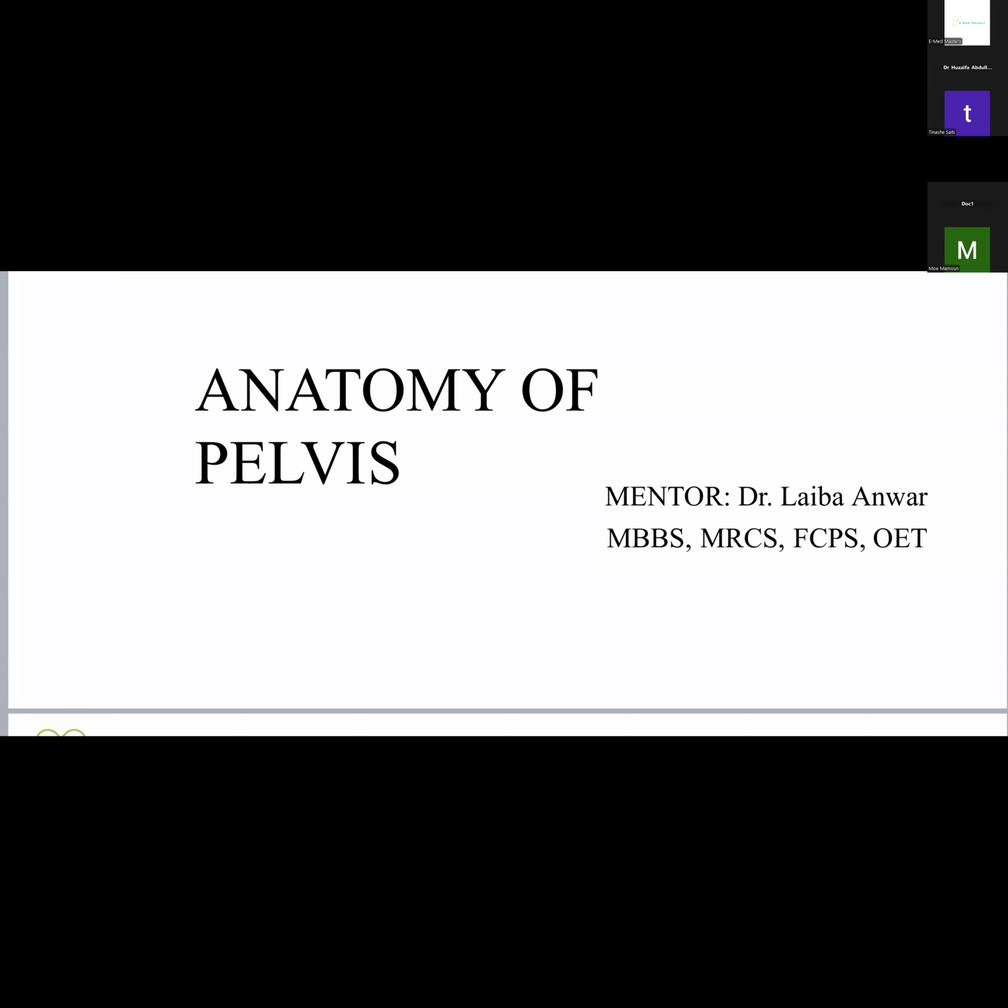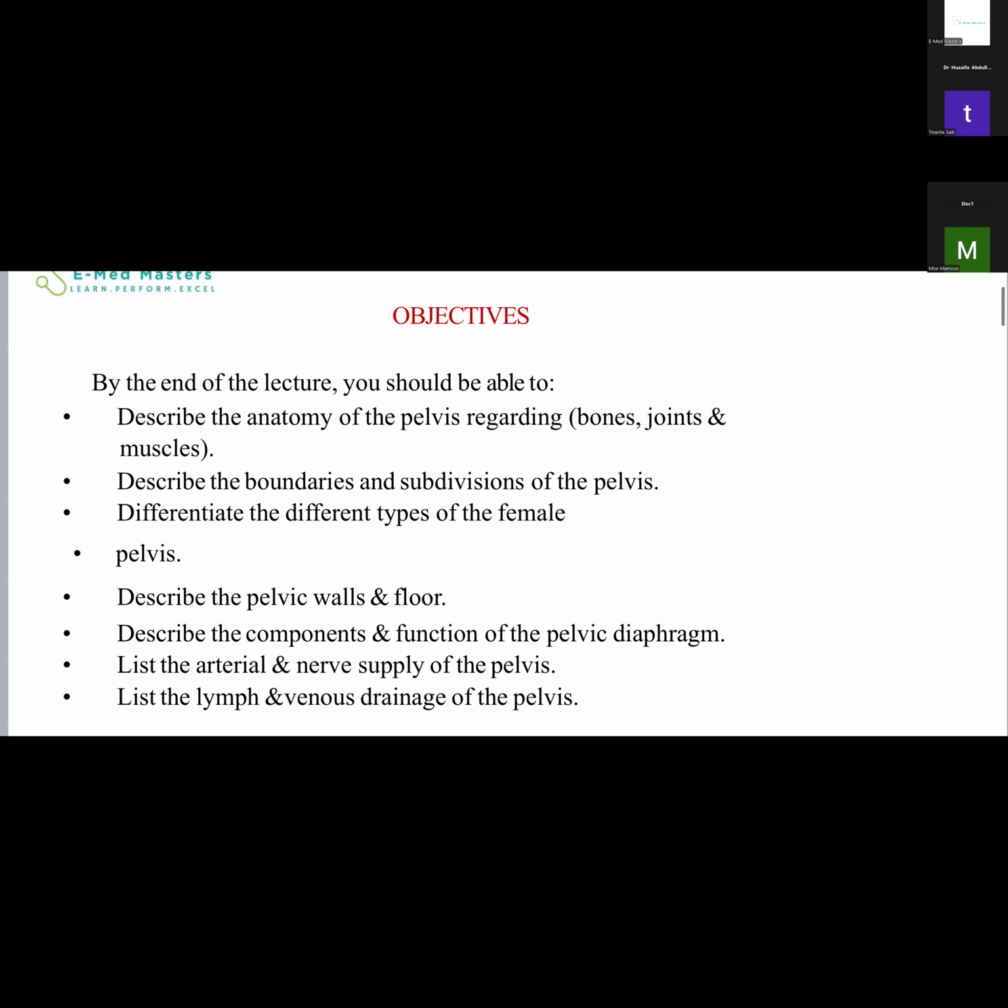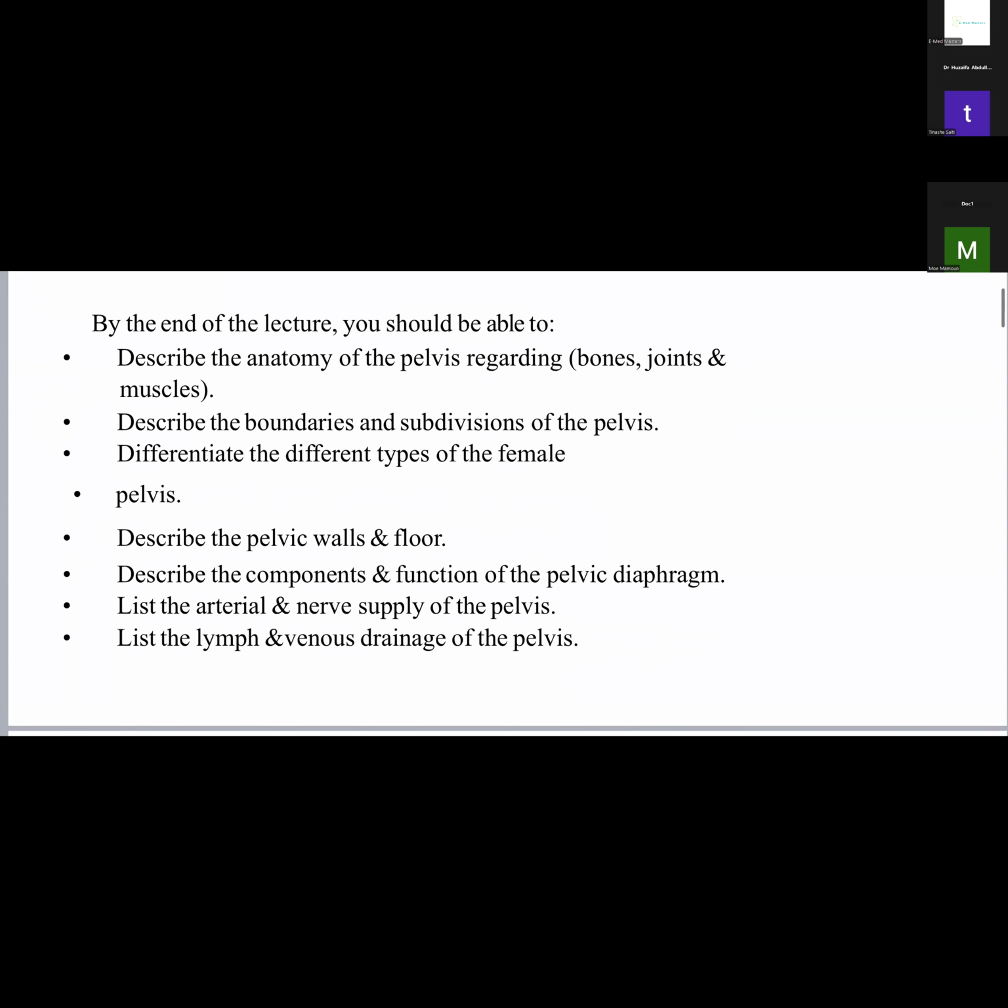So today we are going to discuss the anatomy of the pelvis regarding bones, joints, and muscles, and the boundaries of the pelvis and the muscles. And I will tell you about the difference between the female and male pelvis. And we will talk about the arterial supply, blood and nerve supply, and the lymphatic supply of the pelvis, because there will be scenarios related to blood supply, nerve supply, or lymphatic drainage.